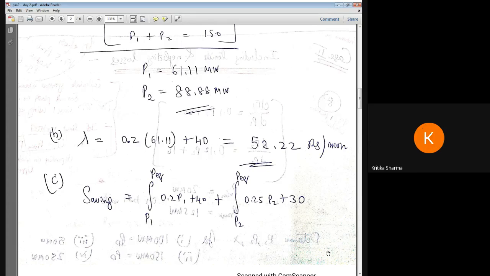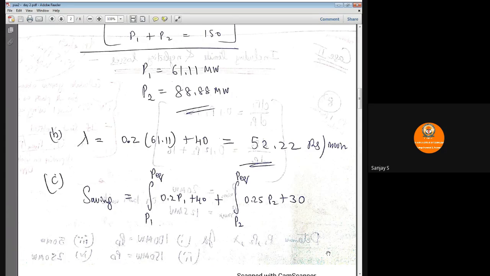What is the load demand? 61.11 and 88.88 are the generation of power by the respective plants, P1 and P2. What is the total load demand on the system? 150. So 150 is the total load demand.